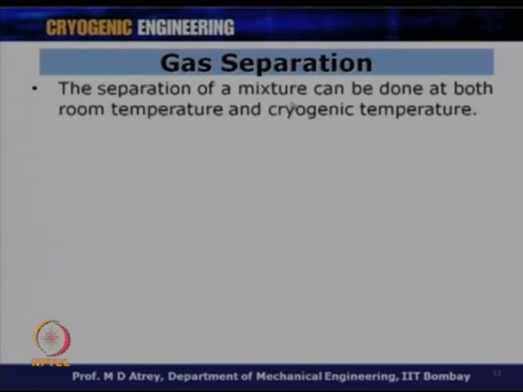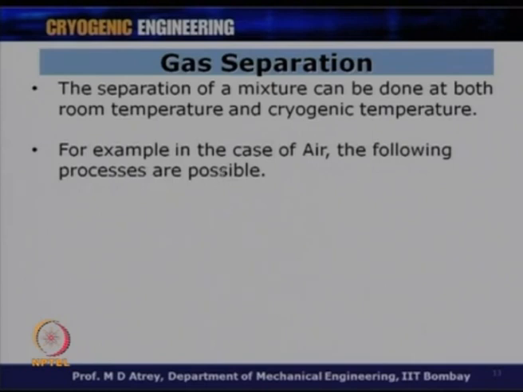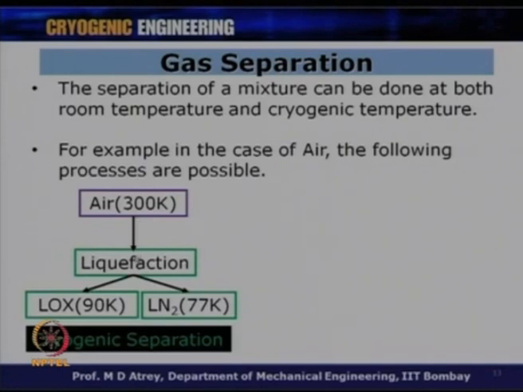The separation of a mixture can be done at both room temperature and at cryogenic temperature, as we just saw. For example, in the case of air, the following processes are possible. I just showed an example where cryogenic distillation is done, but there is a possibility that one can do this separation at room temperature also. So, if I have air at 300 Kelvin, I can liquefy this air at 78 Kelvin, which is the boiling point of air, and from there I can get liquid oxygen and liquid nitrogen, which have boiling points of 90 Kelvin and 77 Kelvin.